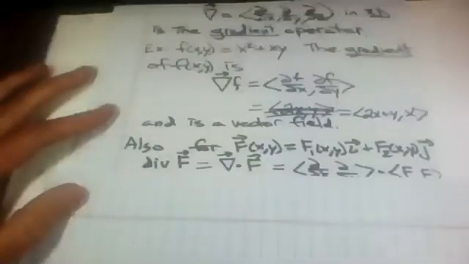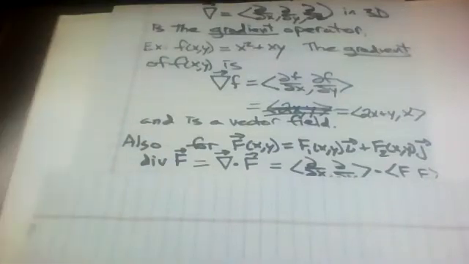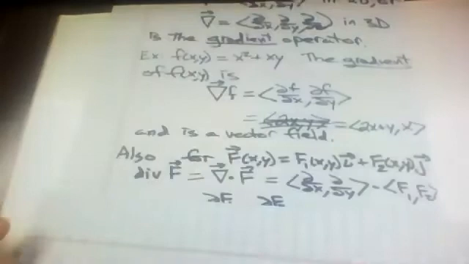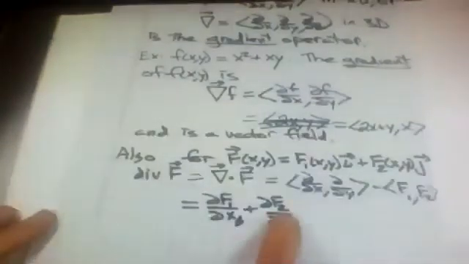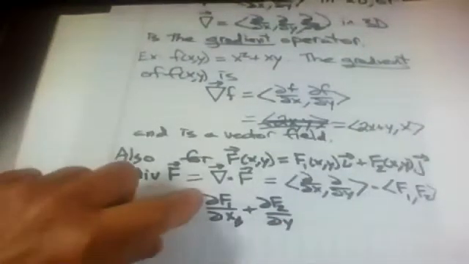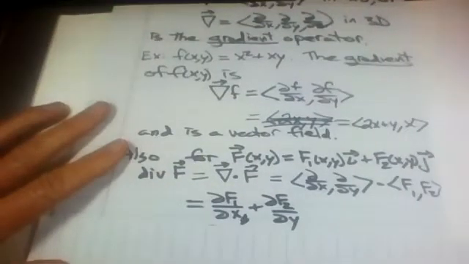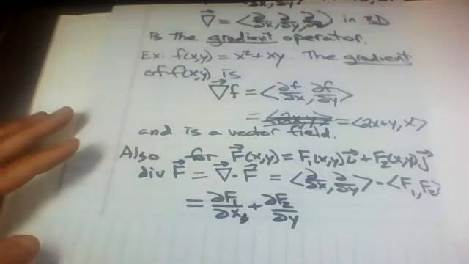For vector fields, we can define the divergence of f. The divergence just means take del dot f. So if del is d dx, d dy, and I dot it with this 2-component vector, then it's just d dx of the first component plus d dy of the second component. It's just df1 dx plus df2 dy: partial of the first component with respect to x plus partial of the second component with respect to y. That's how we define the divergence of the vector field.